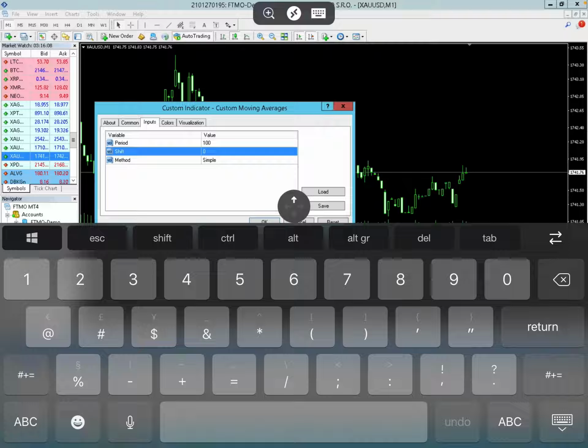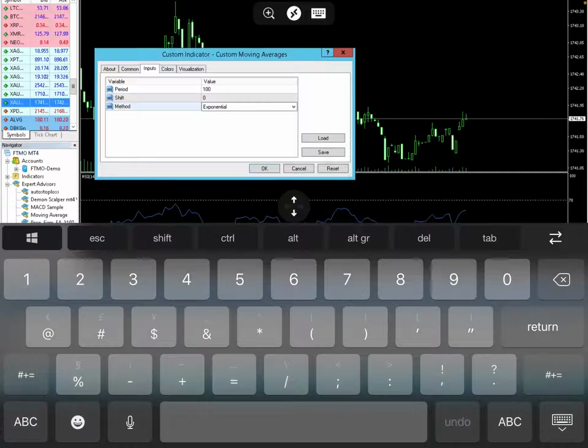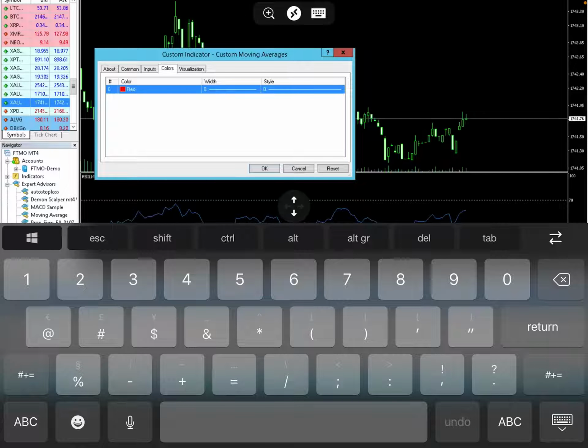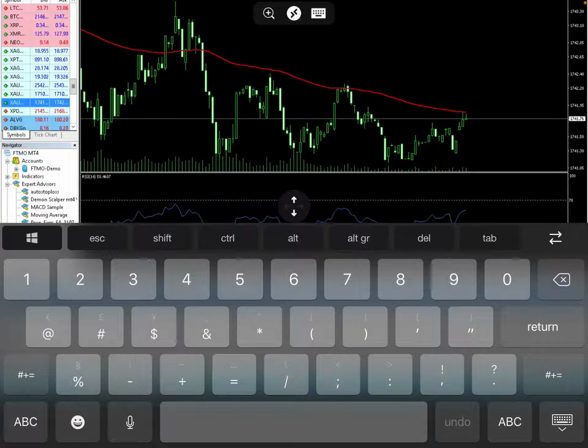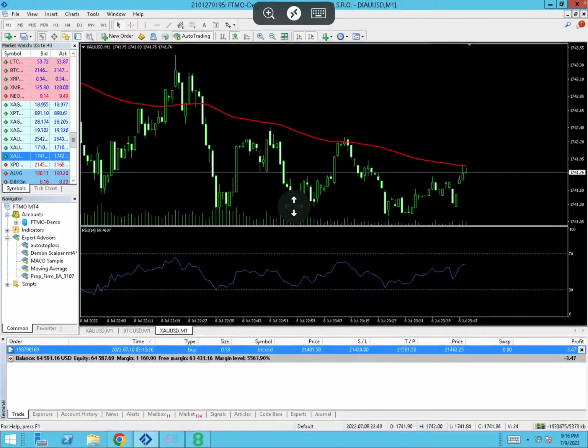If it'll do it for me. There we go, exponential. Or you could do linear weighted. I do exponential. That will make it more sensitive to the price changes and is better for the shorter time span. However, with the red one, it's not that important. Now, colors, you want it red. And if you want to be able to see it, I would change the width to 2. There. Now we have our major moving average.